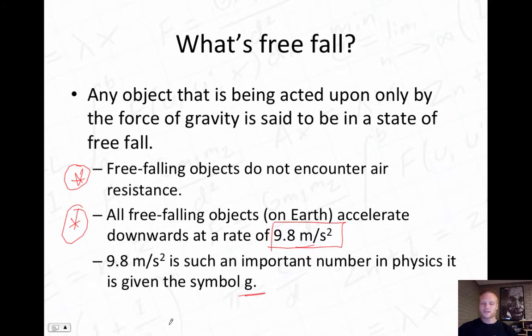Now this is not true on the moon or Mars or anything like that. Those planets all have different g's. But on Earth, which is where we'll be doing most of our physics, you should know that g is 9.8 meters per second squared.